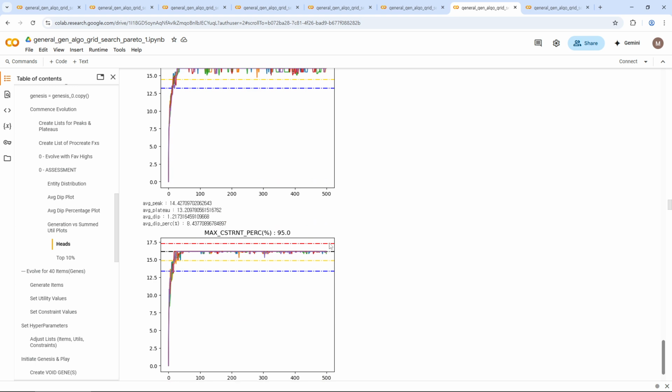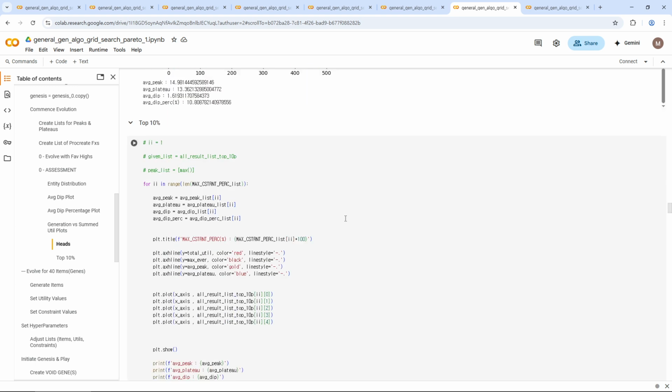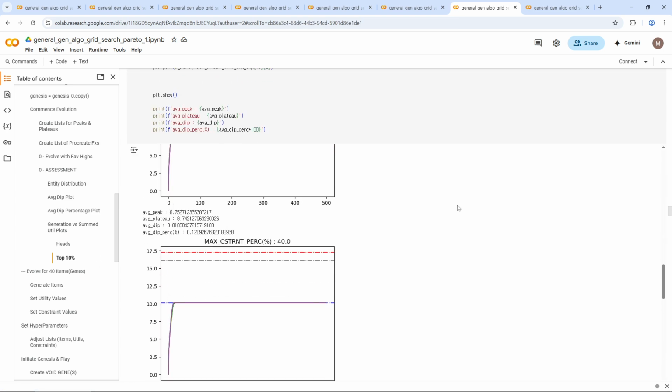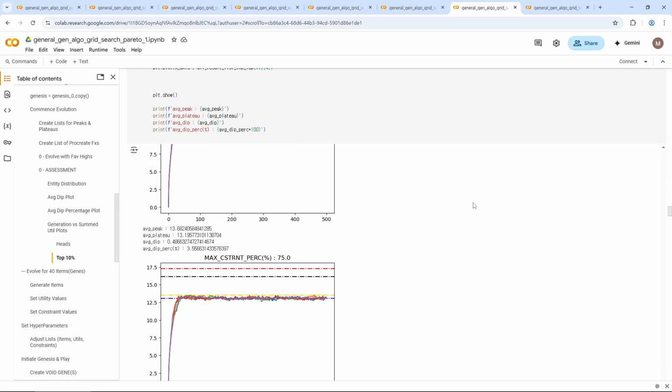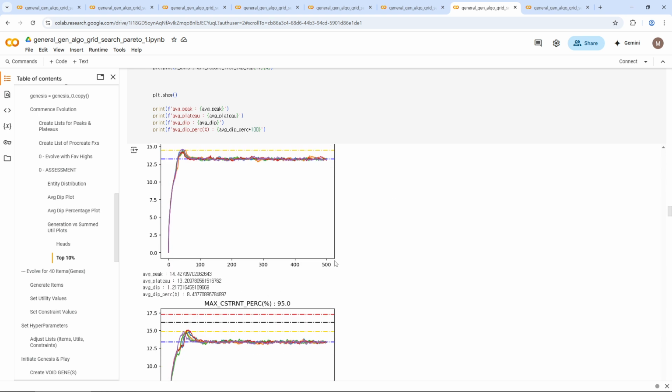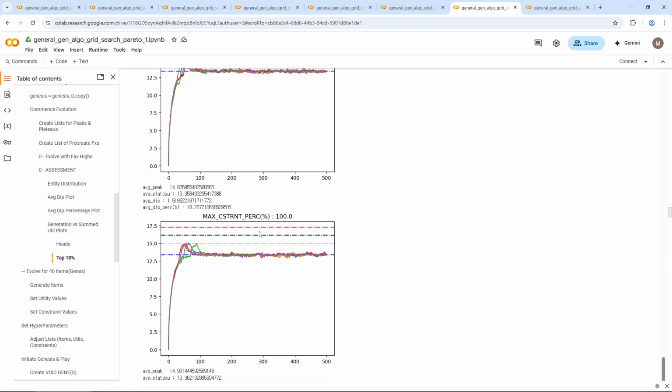At 90 we almost did. 95 we do. At 100% we do. Now, let's go to 80: 80, 85, 90, 95, 100.